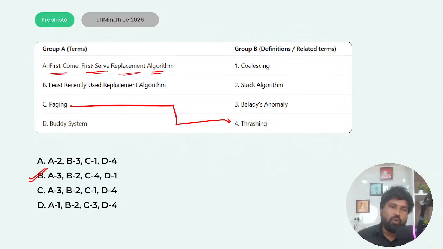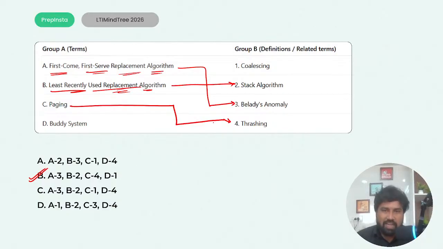So if you know any one of them, you can easily map them. So A is for 3, which is nothing but linear analogy, and least recently used replacement algorithm is 2 itself, which is nothing but stack algorithm, and buddy system is the first option. So you guys are all wrong. No one chose option B. So actually option B is the correct answer.